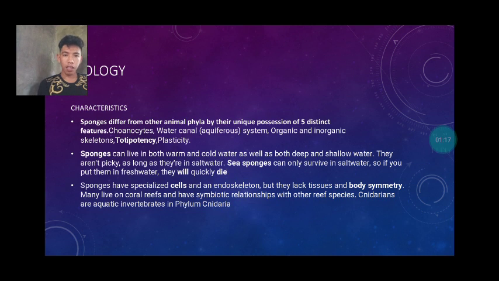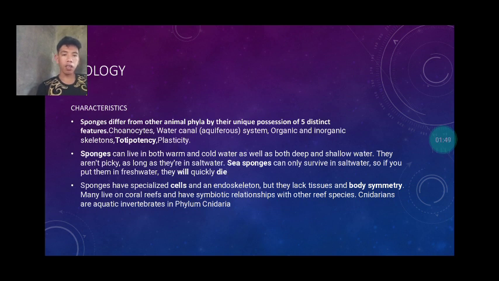And its characteristics: sponges differ from other animal phyla by their unique possession of five distinct features: choanocytes, water canal system, organic and inorganic skeletons, totipotency, and plasticity. Sponges can live in both warm and cold water as well as both deep and shallow water. They aren't picky as long as they are in salt water.